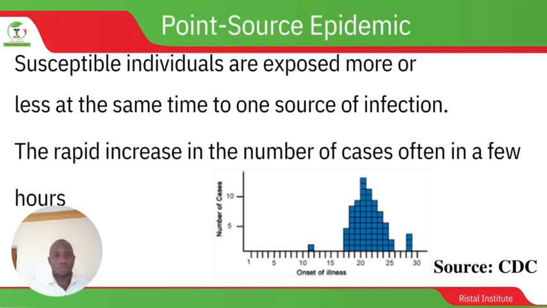So we have different types of shapes of these epidemic curves. We have one which has a very sharp peak in a short time. When you get a curve like this, the interpretation is that there is a common source of infection. So the individuals who are getting this infection are getting it from one source. That is the interpretation. It means that there is a point source. So we call this type of curve a point source epidemic curve.